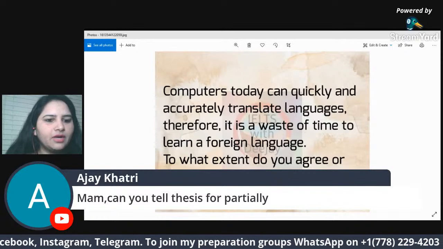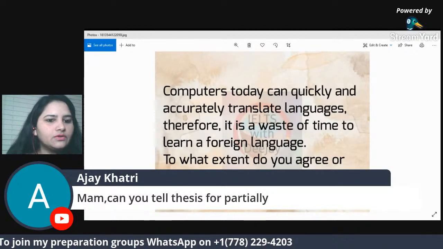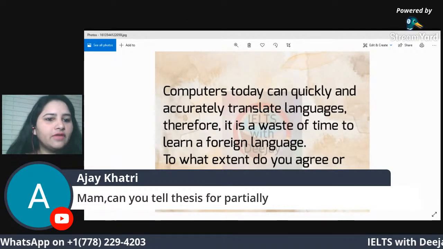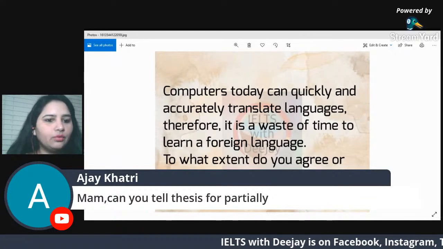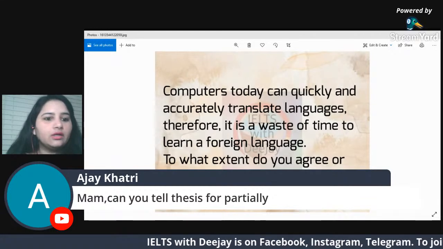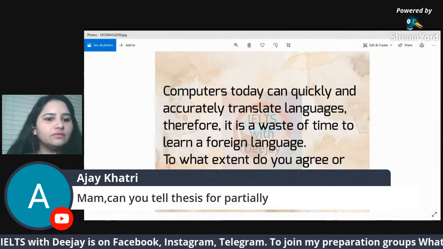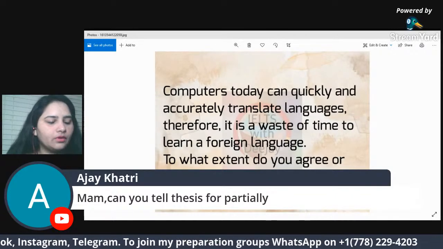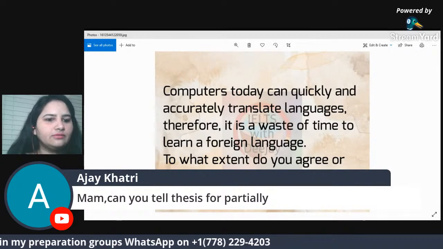Partially, you can simply say I partially agree with this statement, and then give the reason why you're thinking so. Because the reason that Pooja has written is a very good one. You can say that in day-to-day life, we need to learn language to communicate, to get in touch with people. And if you do not know the language, then it will be very difficult. So you have to write that. Okay. Valid points, Pooja.